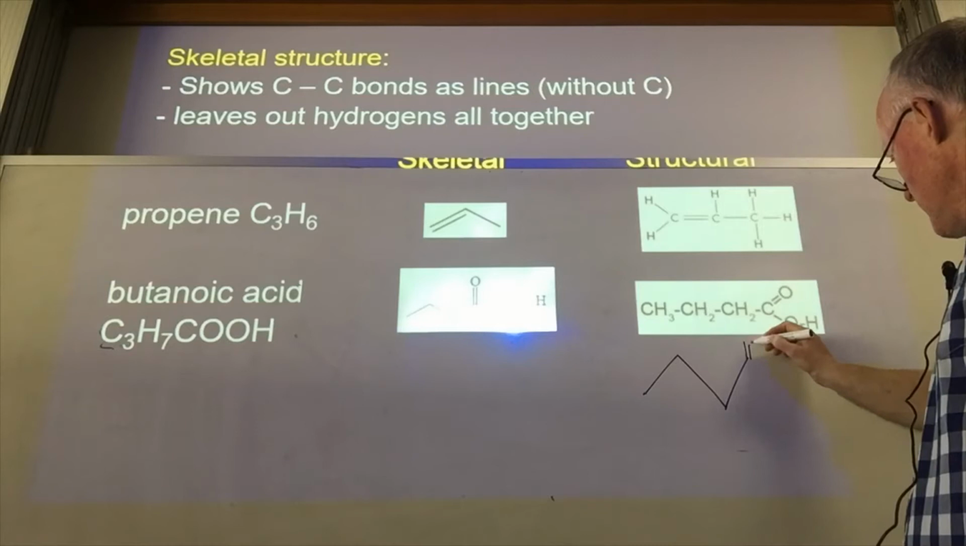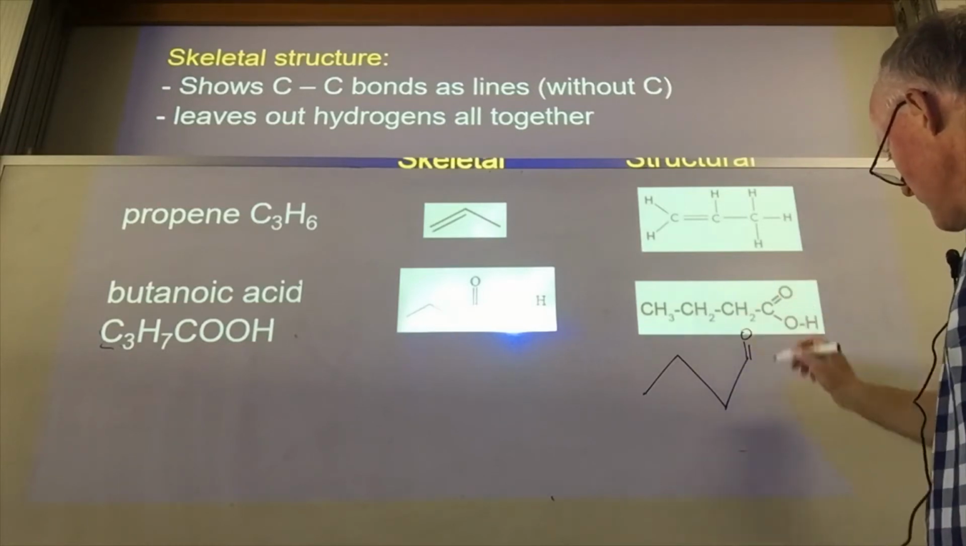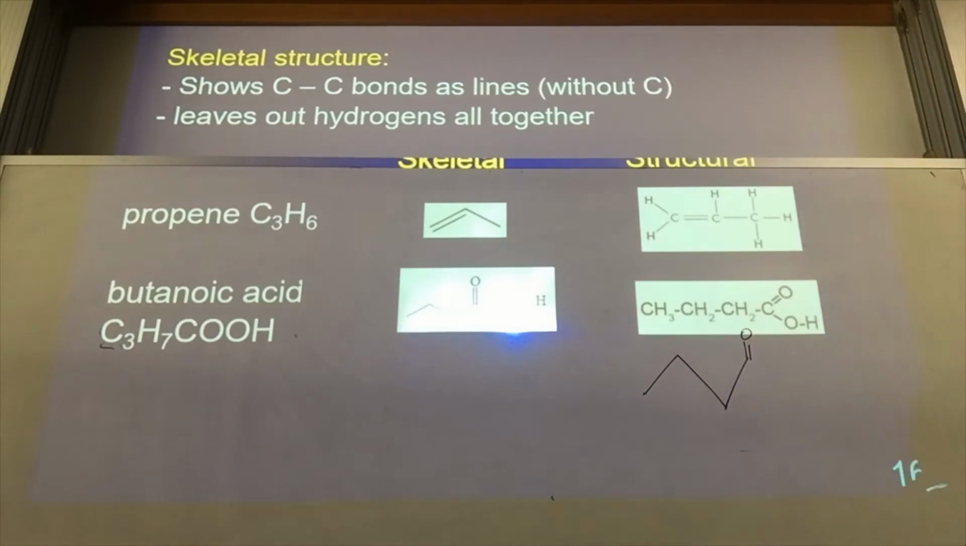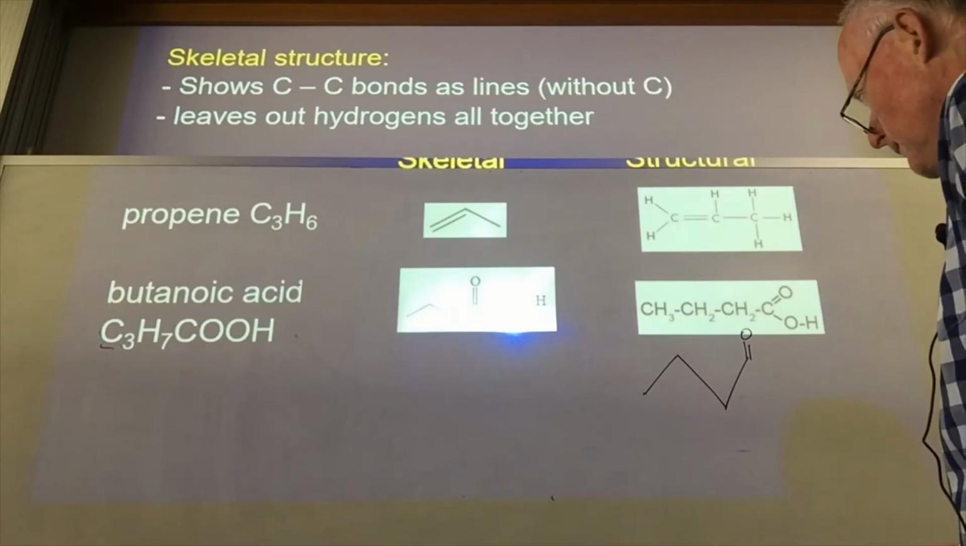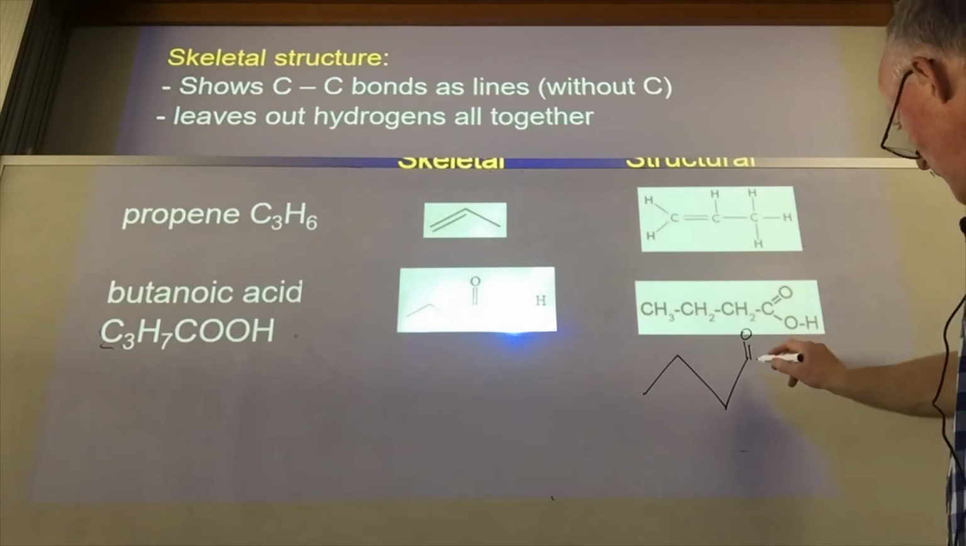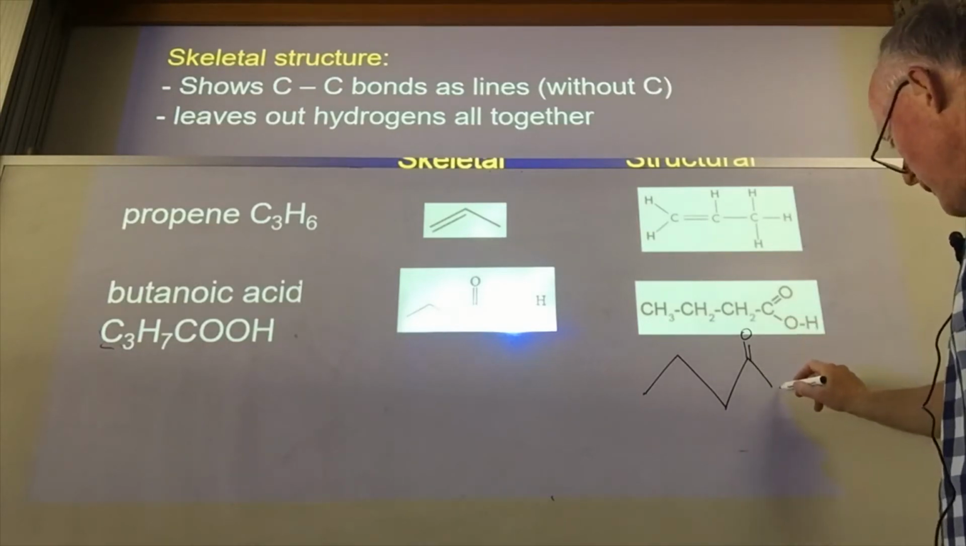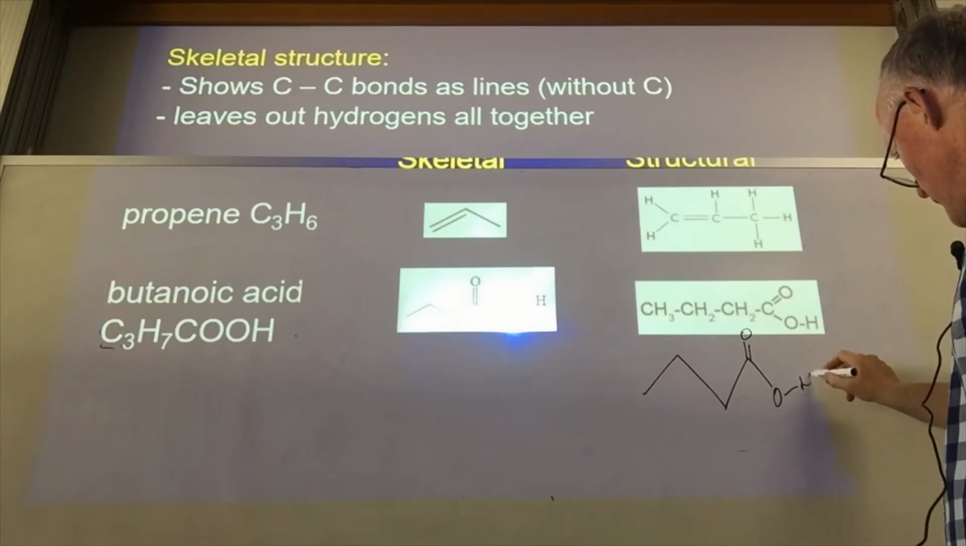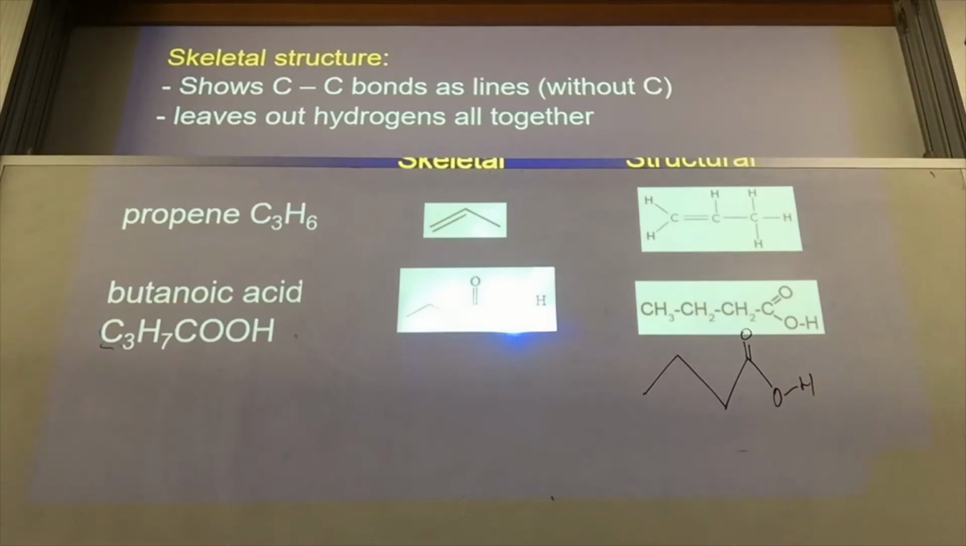So double bond, I'm going to do it at right angles. There's no absolutely essentially correct way of doing it. And then the next bond goes to an oxygen and then a hydrogen. So that's the way I would do that, and that's the way it was over there as well.